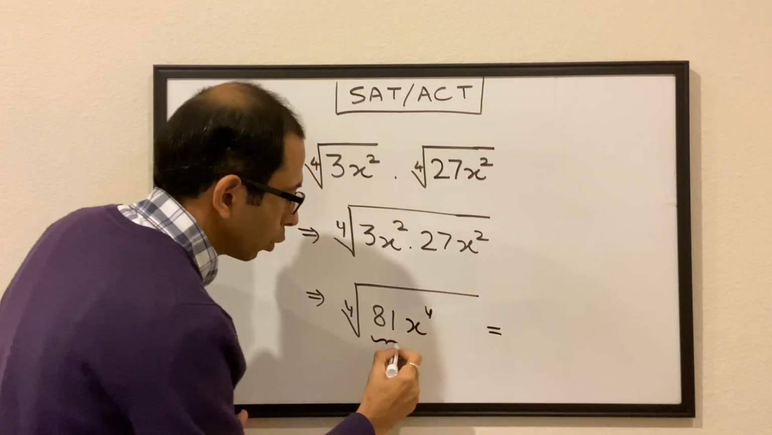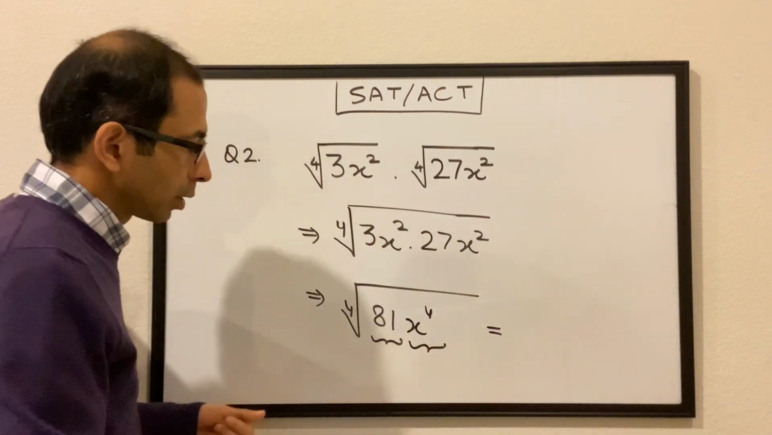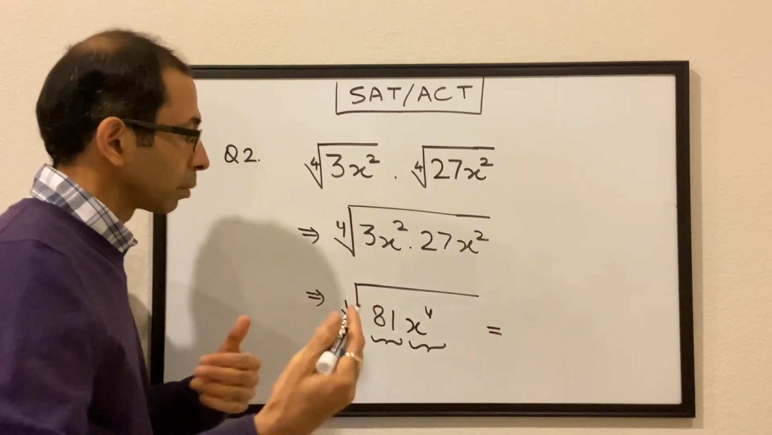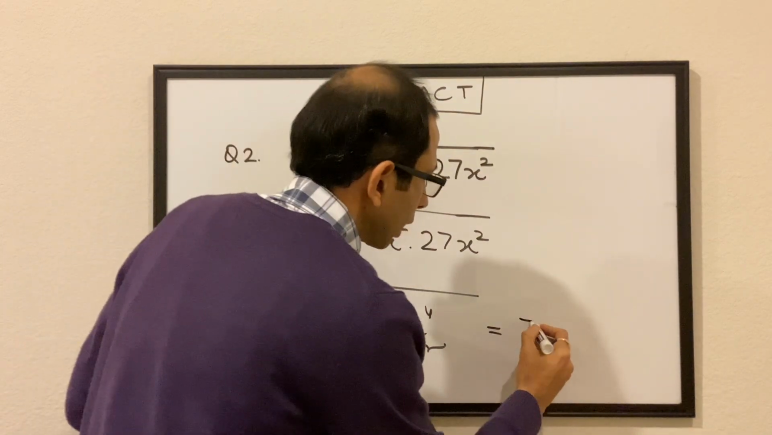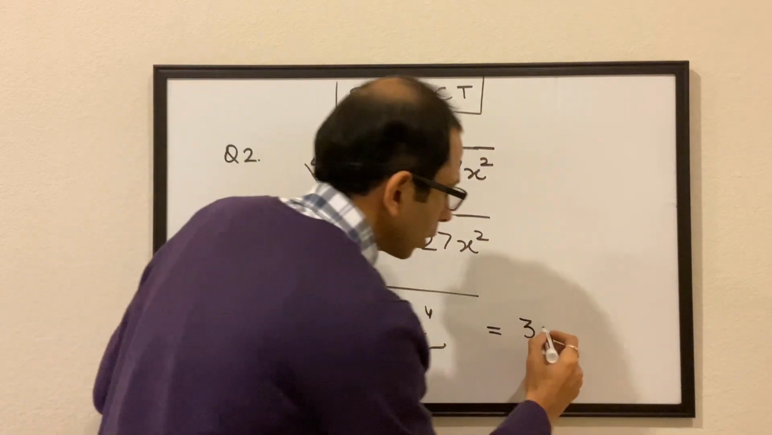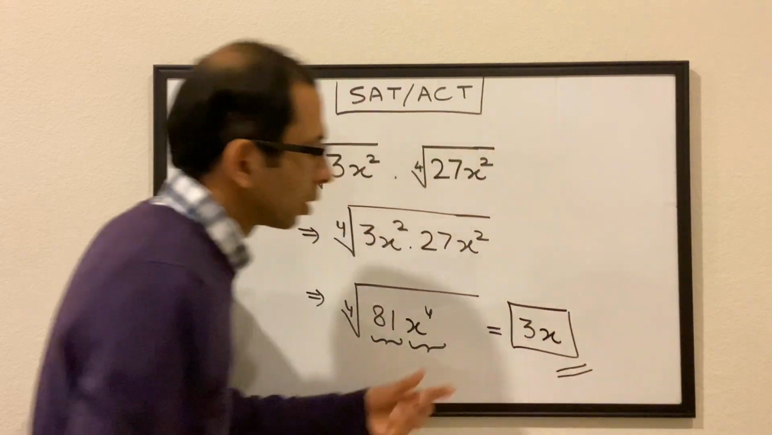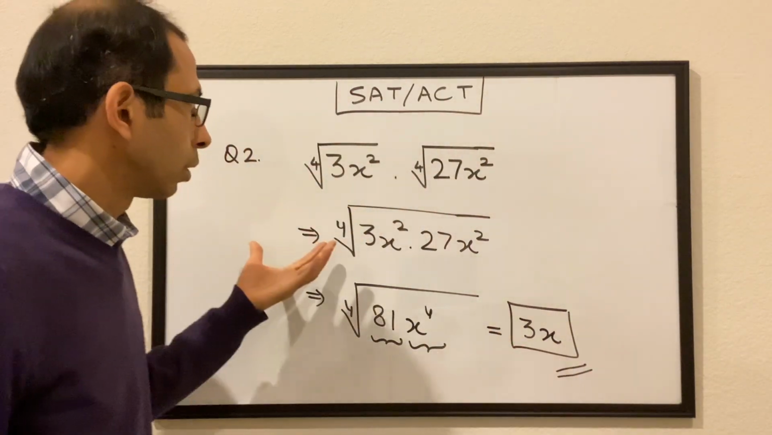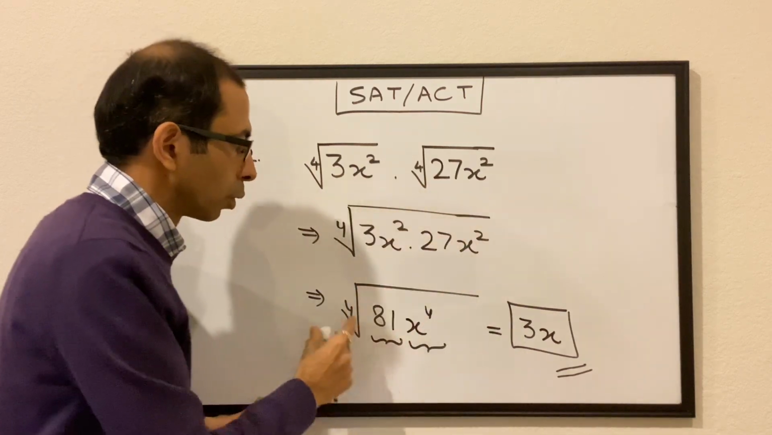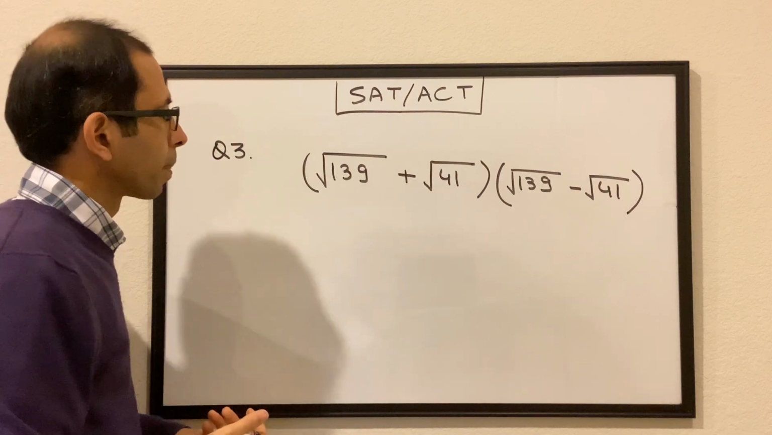And then we can take the fourth root of 81 and the fourth root of x to the power of 4. In this case, the fourth root of 81 is 3 because 3 times 3 times 3 times 3 is 81. So we get 3 outside, and the fourth root of x to the power 4 is x. So again, the answer in this case is 3x. Again, pretty straightforward questions. Same root, so we can combine them and then take the fourth root or whatever root we have to do. Question number 3.